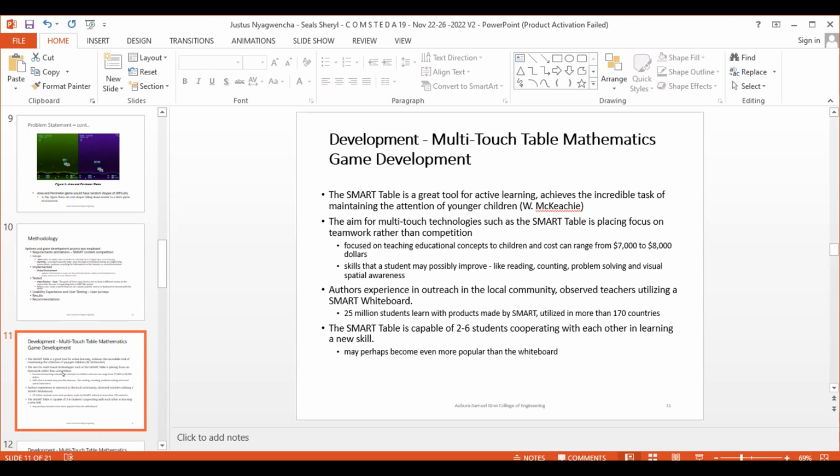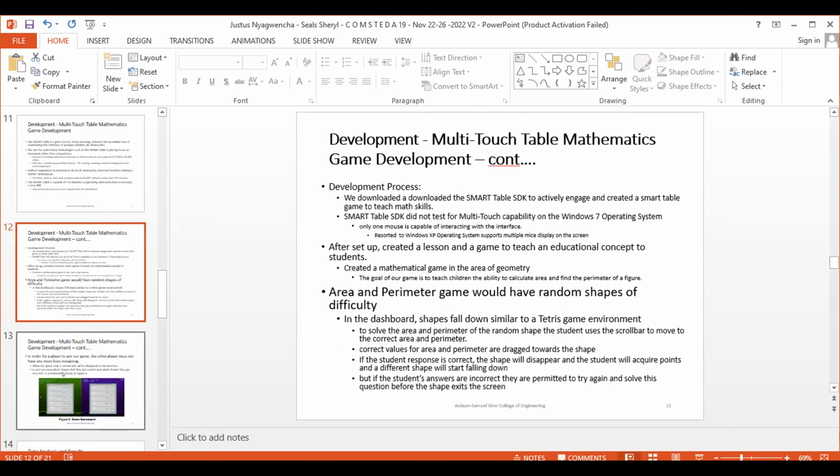So it also took us back to try to see how do we implement this smart table issue so that we can have at least 2 to 6 students cooperating. Otherwise, our idea will not have been able to work. And remember, we didn't have $7,000 to $8,000 to buy the table at the time. So we resorted to going back and trying to see which of the operating systems had the capability. So we tested the Windows 7 operating system, it didn't have it. Then we ended up using Windows XP because we realized that one had the multi-touch implemented in it.